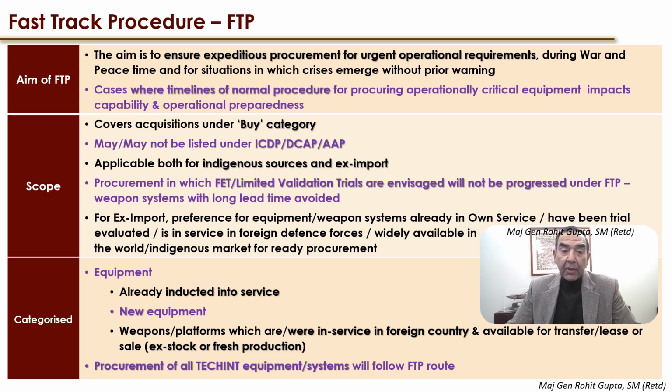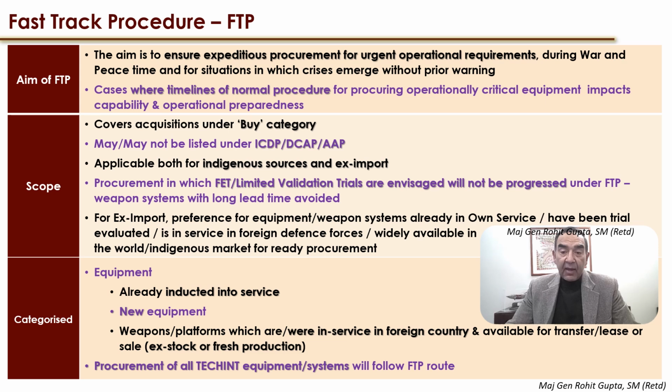New equipment can also be procured under the FTP procedure. Weapon platforms which are, or even which were, in service in foreign countries and available for transfer, lease or sale. So it could also be leased, like the MQ-9 was done by the Navy ex-USA. These could be ex-stock or could be ex-fresh production. And in the case again with Israel, we took on the Spike missile and the launcher system ex-stock Israel. So that can take place also.